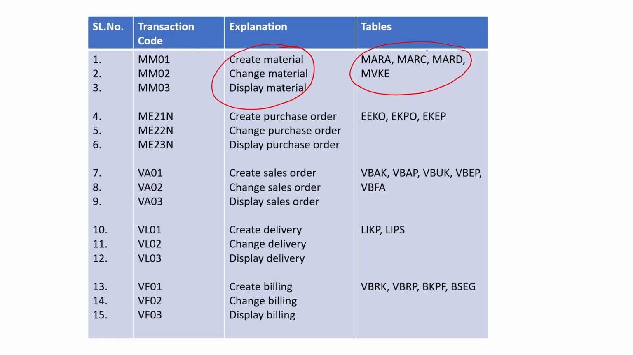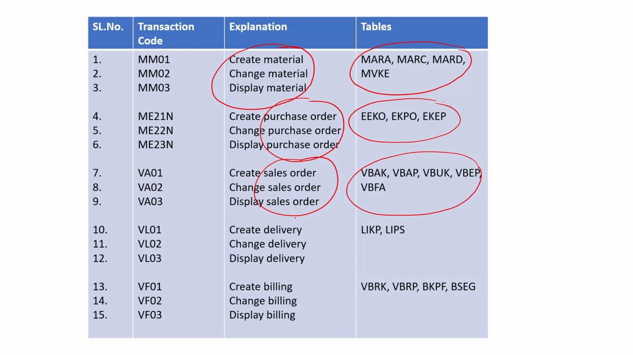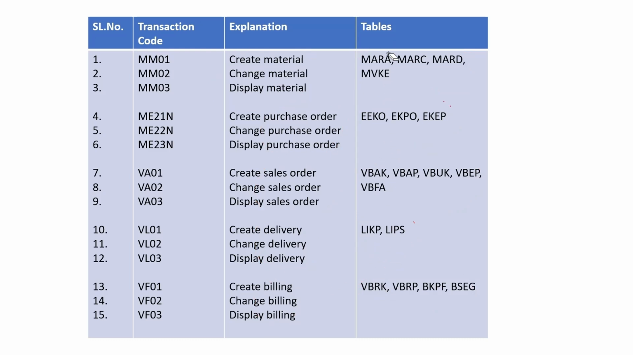Data related to purchase will be stored into these three tables. Related to sales order, it will be stored here. Related to delivery data, LIKP and LIPS, it will be stored in these. Related to billing, VBRK and VBRP, these two tables, it will be stored here. Like this, every detail will be stored into the database. So this you need to understand first. I'll demonstrate what exactly the database looks like, and how the data will be stored.